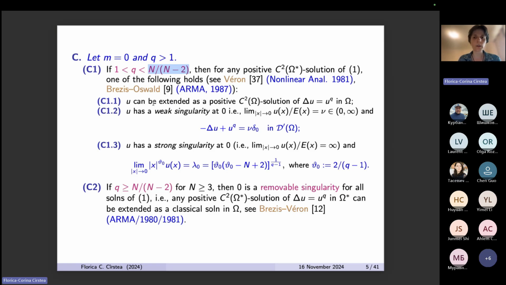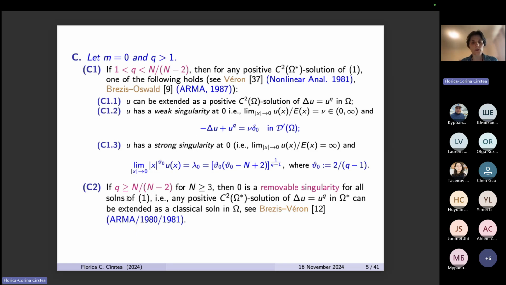Zero is a removable singularity, one possibility. The second, u has a weak singularity at 0, so the limit of u over the fundamental solution is a positive number, and the solution can be extended in the sense of distribution with the right-hand side nu times the Dirac mass at 0. And the third possibility, u has a strong singularity at 0, and in that case behaves like a power function, a positive constant denoted here by lambda 0 times modulus x to the minus theta 0, and theta 0 is 2 over q minus 1. So we've seen that yesterday.